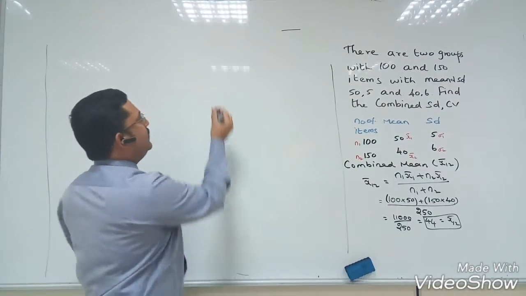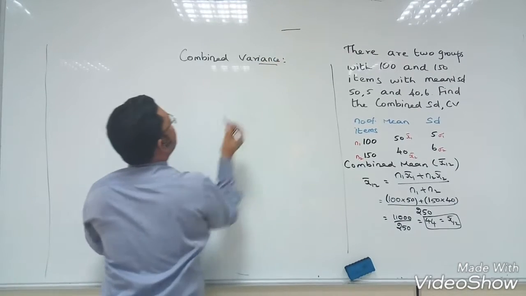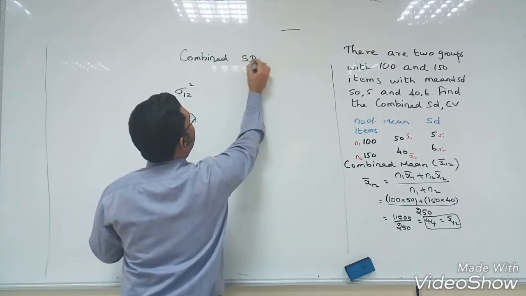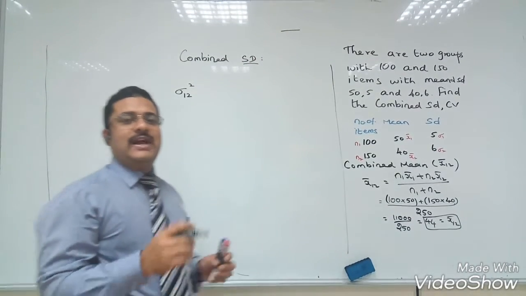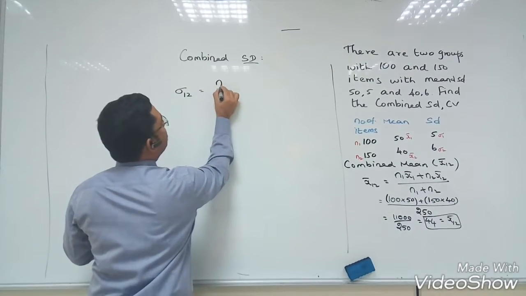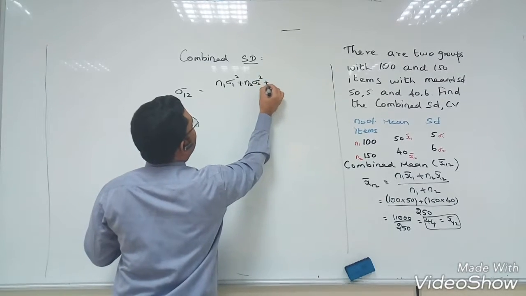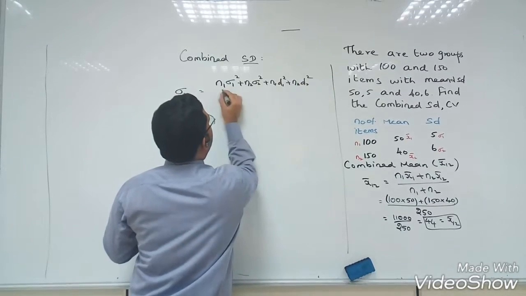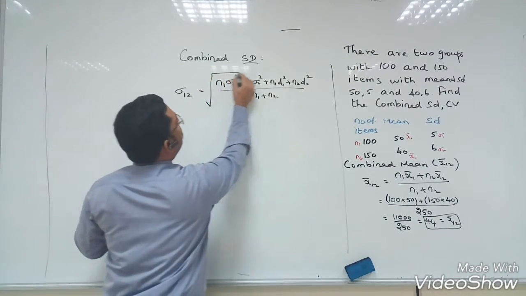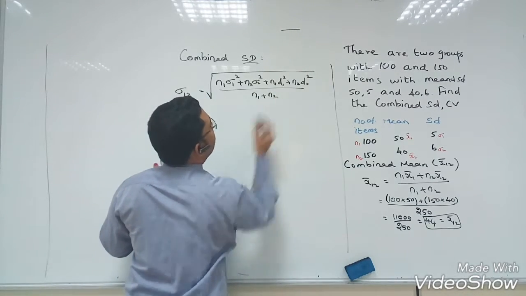Let's go for the combined variance. There is a special rule for combined variance. Let's take it as sigma 12 power 2. Actually, our objective is to find the combined standard deviation, so better we go ahead with the combined standard deviation, because the standard deviation is just the square root of the variance. So sigma 12 is equal to the square root of N1 sigma 1 power 2 plus N2 sigma 2 power 2 plus N1 D1 power 2 plus N2 D2 power 2, divided by N1 plus N2. We know what is N1, N2, sigma 1 power 2 and sigma 2 power 2, but we are left with the values of D1 and D2.